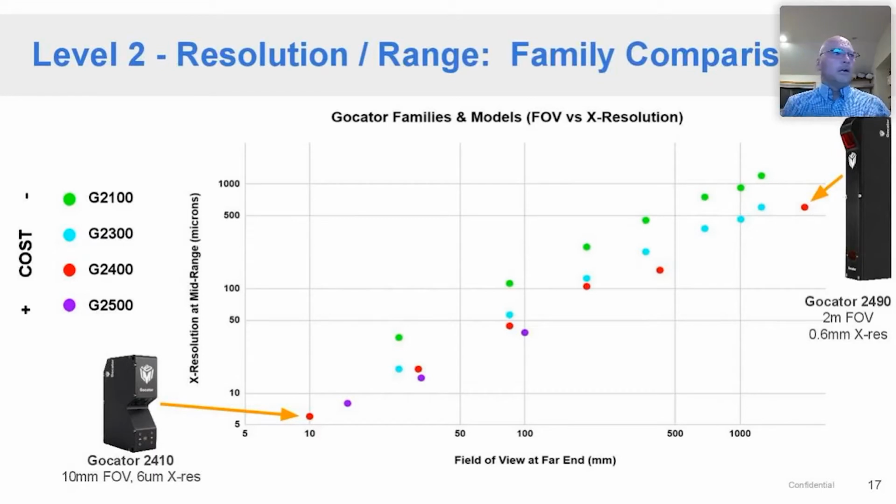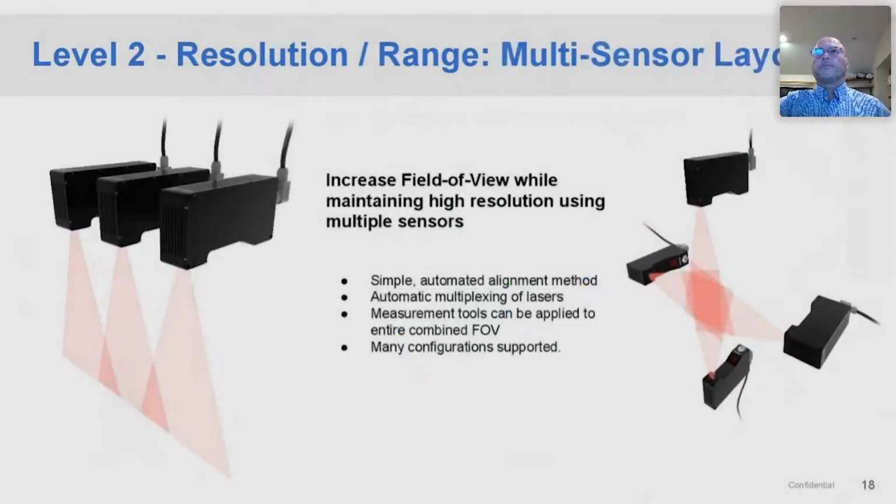The one caveat to that is, let's say I really, really need 50 micron resolution, but I need it in a 500 millimeter field of view. There is nothing in that space. And so what LMI has allowed you to do with the Gocator is called buddy mode. Buddy mode and multiple sensor layout allow you to synchronize multiple sensors along the same laser line to achieve very high resolution and larger fields of view. This is all managed within the Gocator software itself.